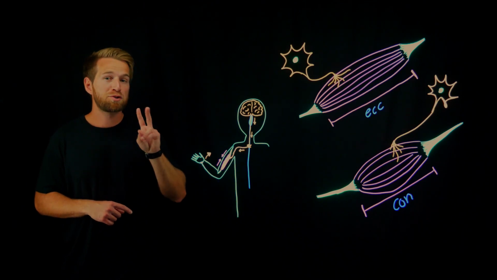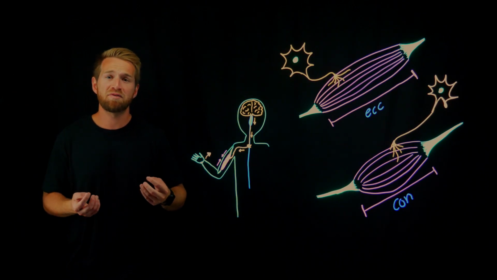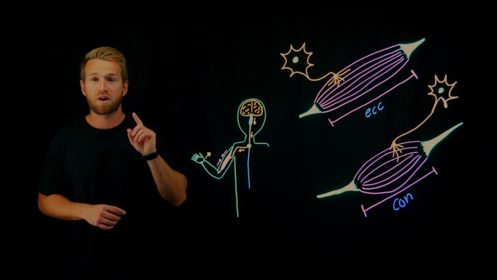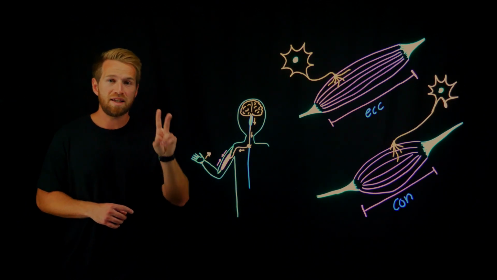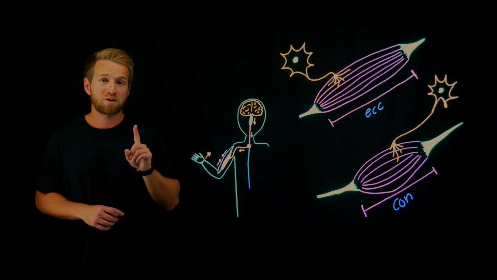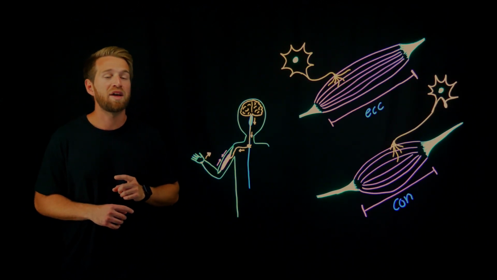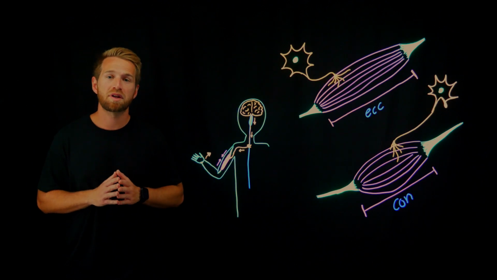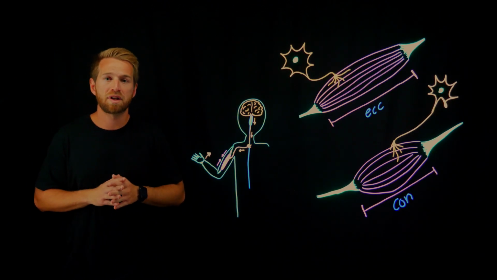There are two main types of isotonic contractions. Isotonic contractions can be subdivided into two types: concentric and eccentric. The concentric contraction is the one we're going to discuss first. Concentric contractions are when there is muscle shortening during the contraction. So the muscle length is decreasing during the contraction.